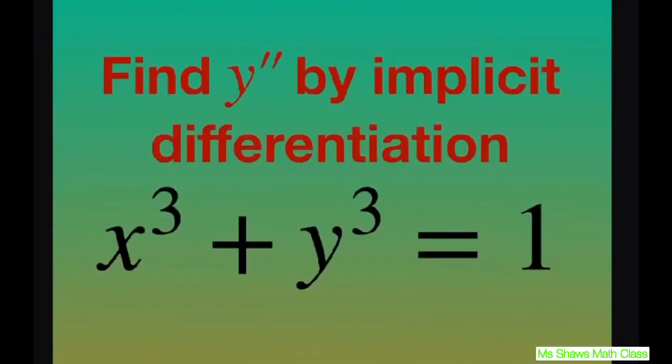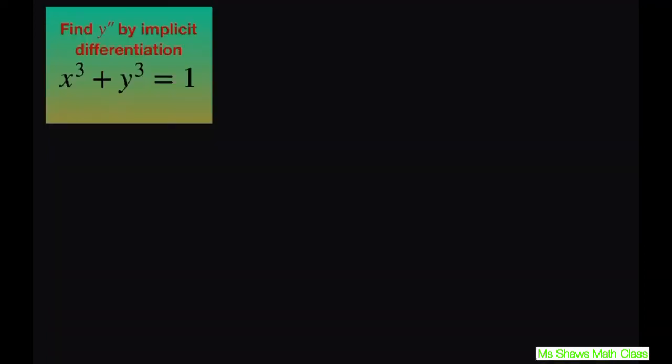Everyone, we're going to find the second derivative of x cubed plus y cubed equals 1 with implicit differentiation. Before we start, just to note, the derivative of x with respect to x just equals 1. And the derivative of y with respect to x, I'm going to call y prime. It makes the math a little easier to read when you have a complicated problem. So let's go ahead and differentiate.